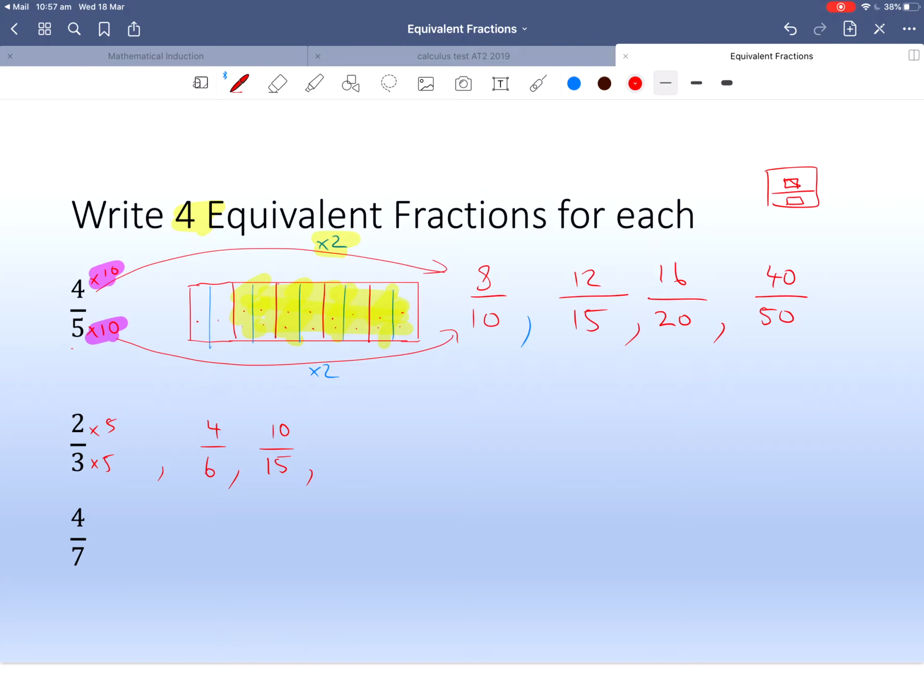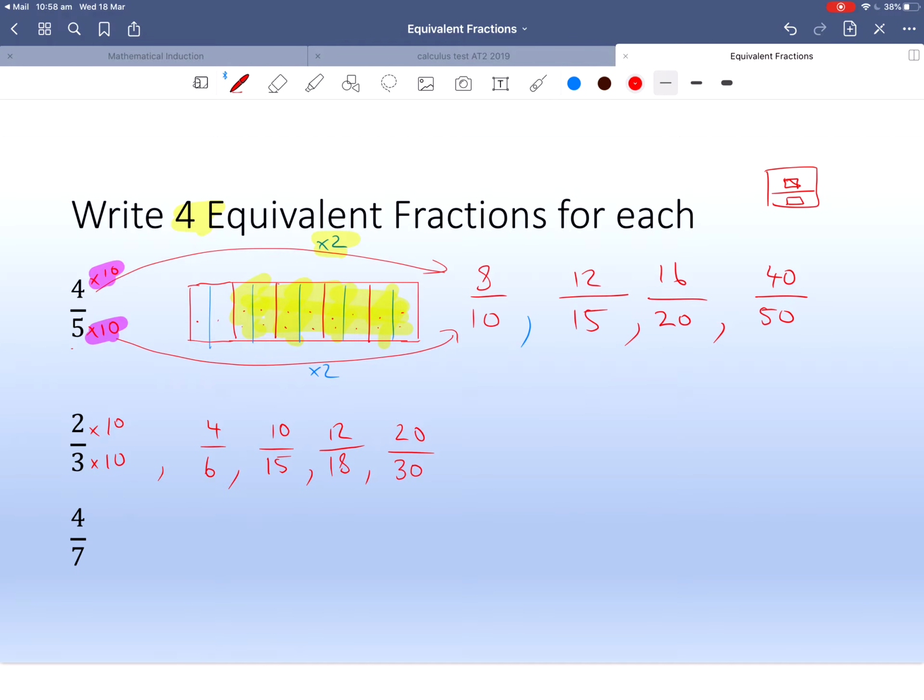Okay, I need 2 more. All right, let's do 2 times 6. That means if I do that to the top, I must times it by 6 at the bottom. 2 times 6 is 12. 3 times 6 is 18. All right, and to finish off, let's do 2 times 10, because that's easy. 2 times 10 is 20. 3 times 10 is 30. So that's 4 more. Okay.